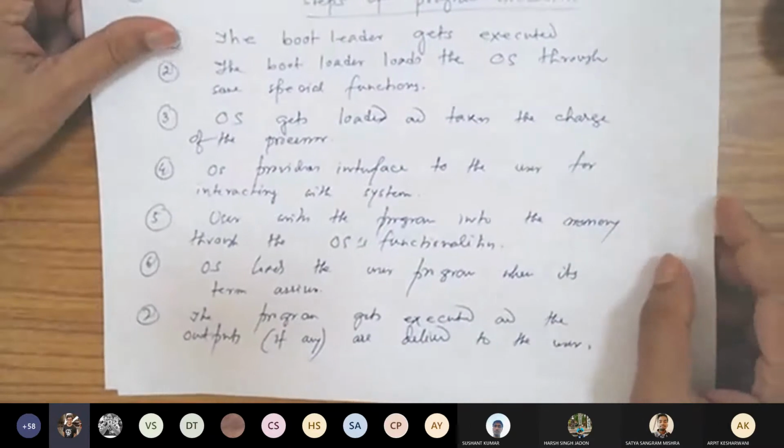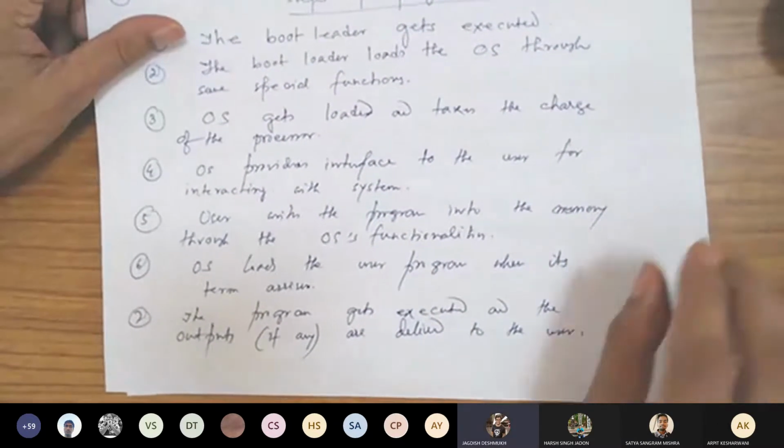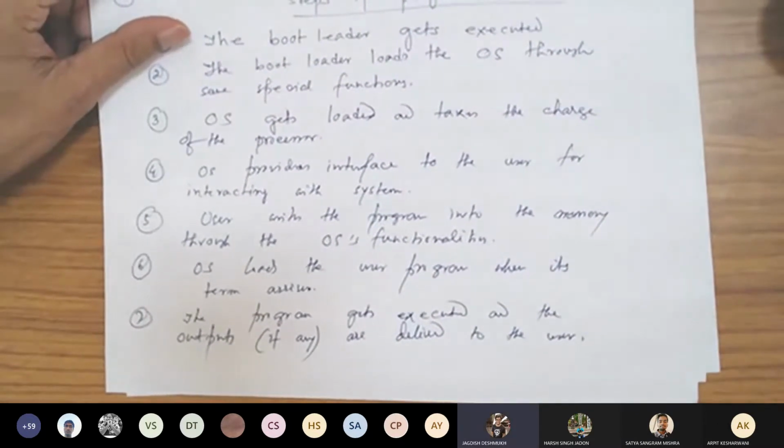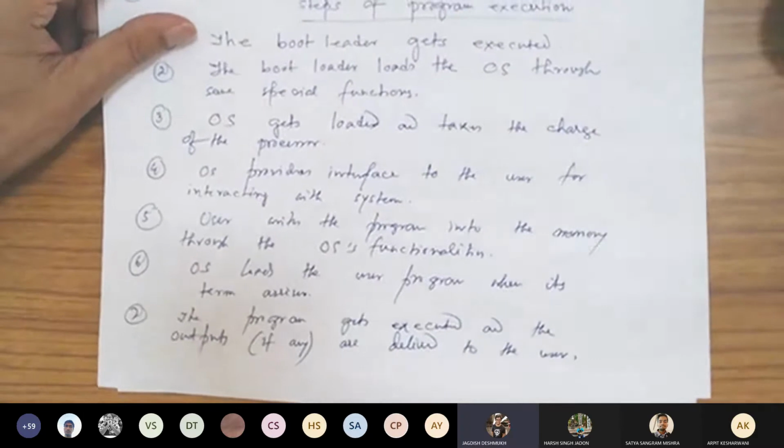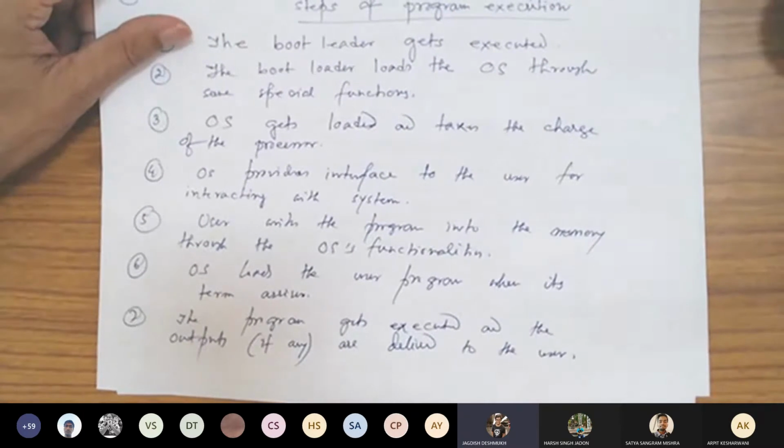Sir, because of this, is there an issue of OS and RAM compatibility? That the bootloader is programmed a certain way and the OS is written in a certain way. What do you mean by RAM compatibility?